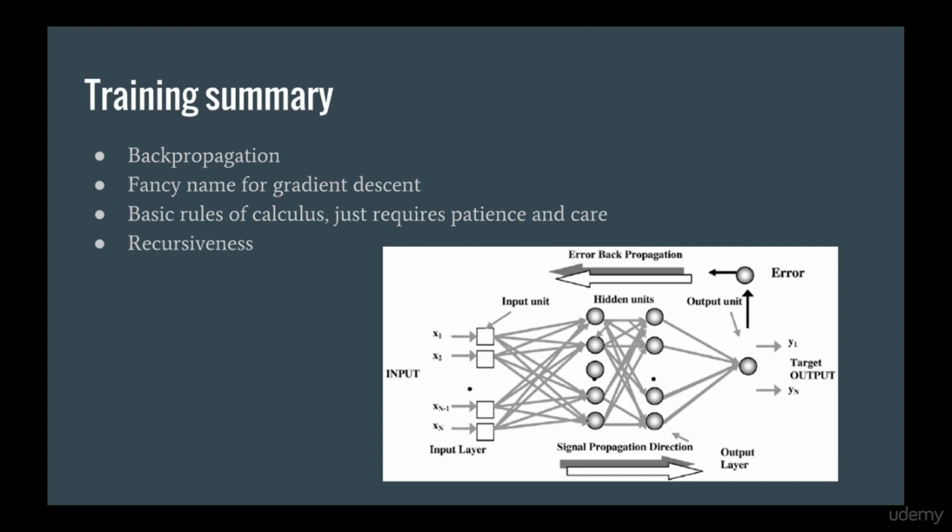In this section, we learned about backpropagation, which is just a fancy name for gradient descent in a neural network. You saw that while backpropagation looks really complicated, it can actually be done using only some basic rules from differential calculus. All that is required is patience and care. We saw how backpropagation is recursive, so it's just a matter of defining it recursively if you want to train a neural network with many hidden layers.